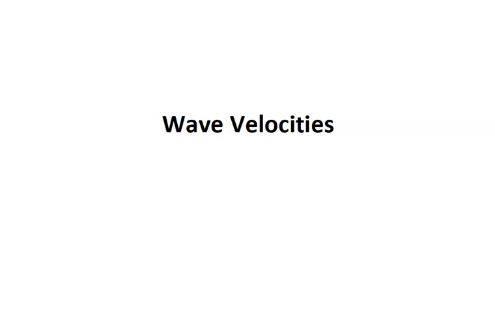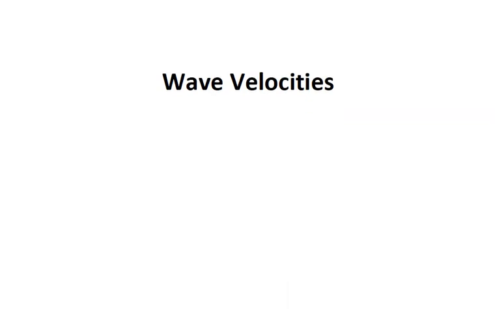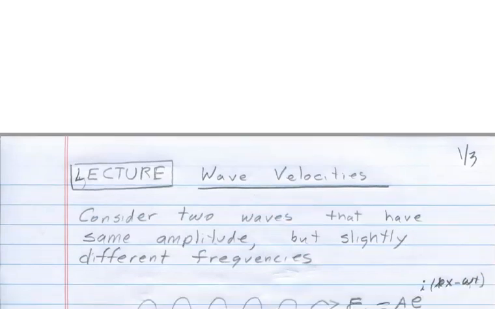In a more detailed look at superposition of waves, it's very important to distinguish between two types of wave velocity, namely the phase velocity of the wave and the group velocity of the wave. And we'll see how that arises here.